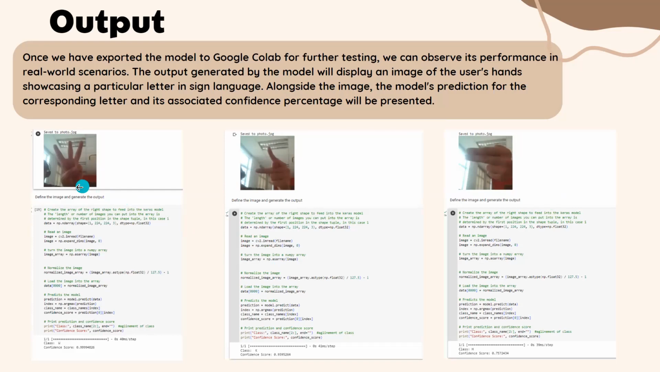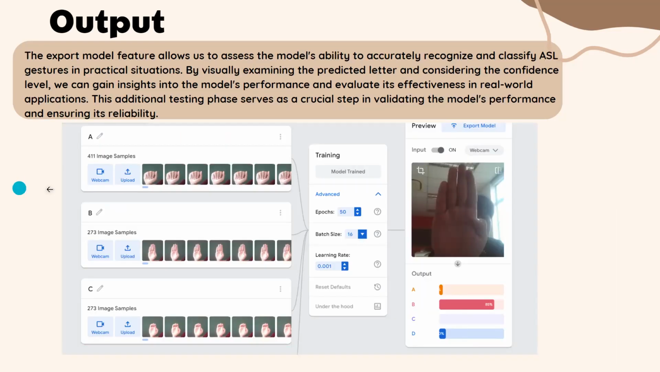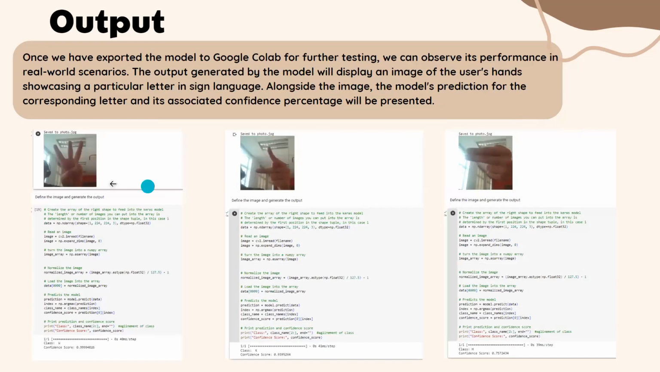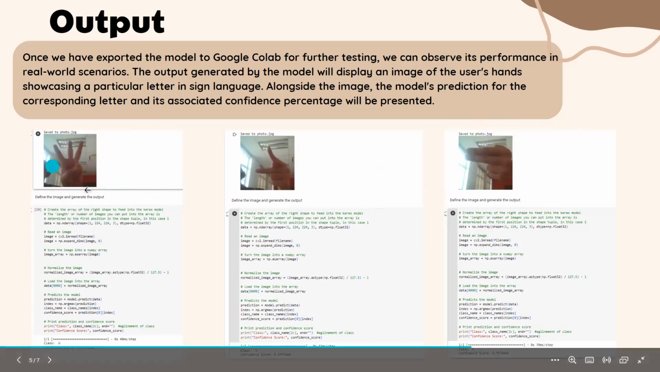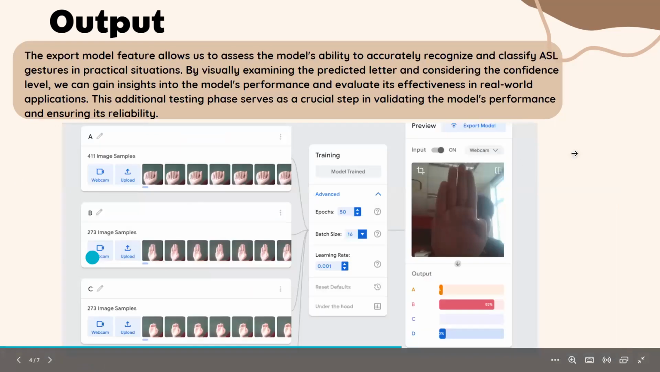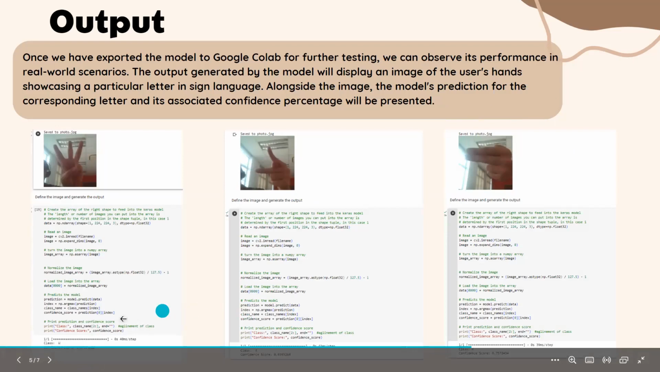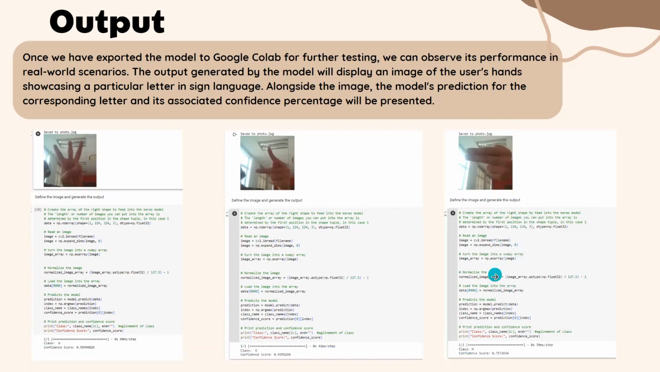So here are the results that we obtained after testing the model. We will then put it onto Google Colaboratory. And we can see here that for these three different outputs, the letter W, the letter K, and the letter H, with varying confidence scores. For example, here we put the letter W and we receive a confidence score of 99%. Here for the letter K, we receive a confidence score of 94%. And for the letter H, we receive a confidence score of 76%.